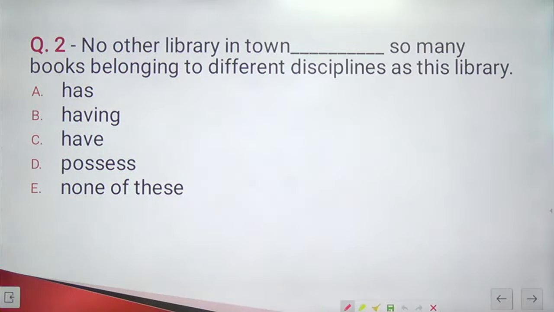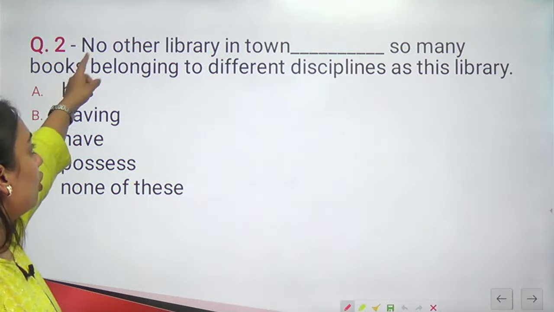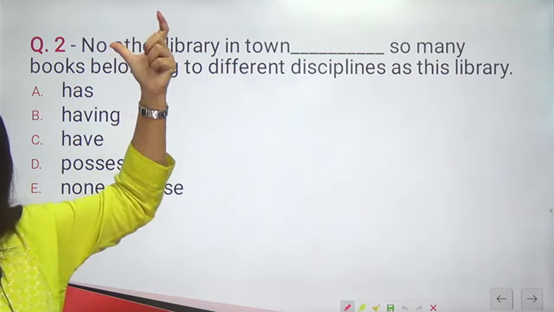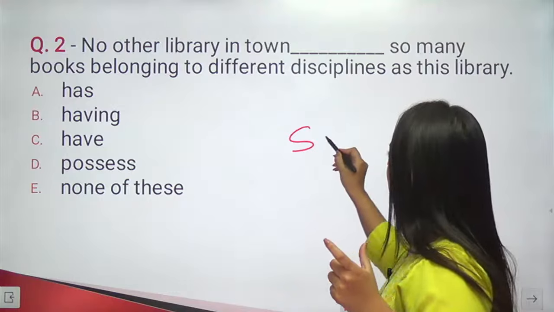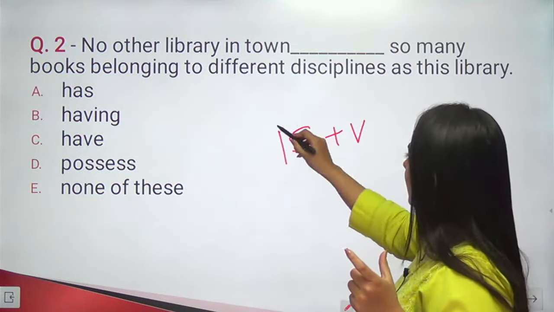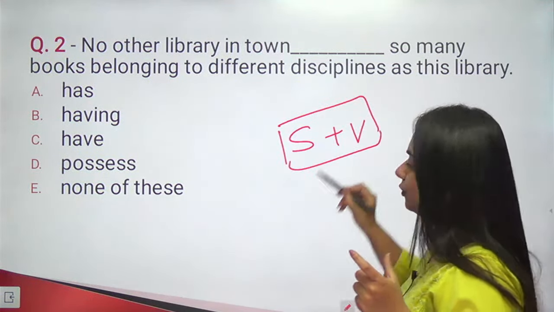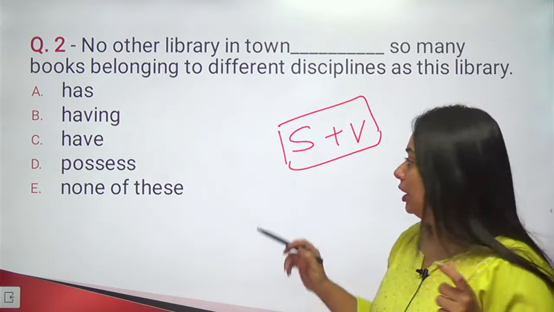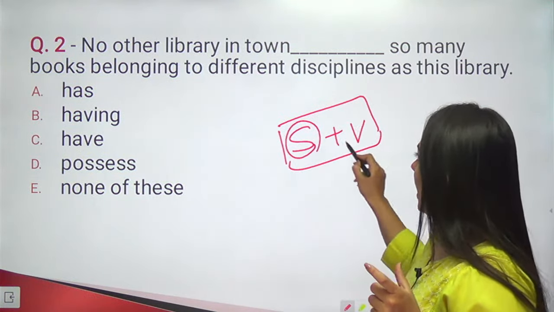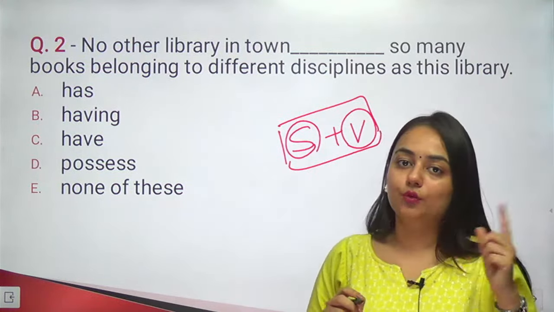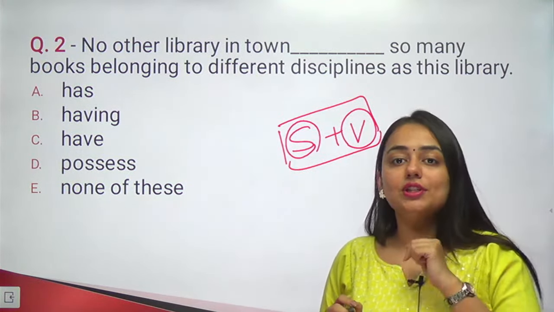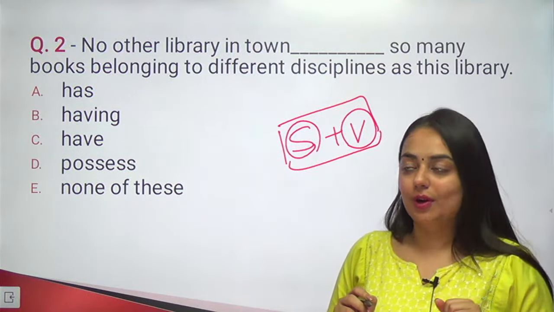Okay, look at this one now. No other library. So what is library? Now this is known as subject and verb agreement. Subject and verb agreement. This is another part of grammar which is very important for fill in the blanks questions. Your number of subject and the number of verb should be similar. अगर आपका subject singular है तो verb भी singular होगा. Subject अगर plural है तो verb भी plural होगा.